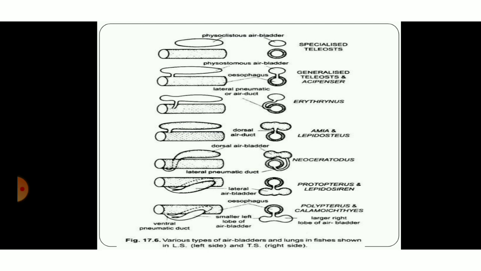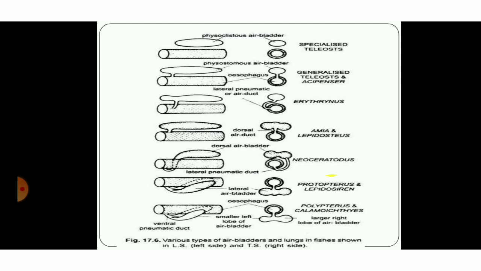Now, Protopterus and Lepidosiren fish. These fish have two lobes of air bladder, but these lobes are similar, and these lobes open into the esophagus. It is also located on the ventral side. They open by a pneumatic duct on the ventral side.